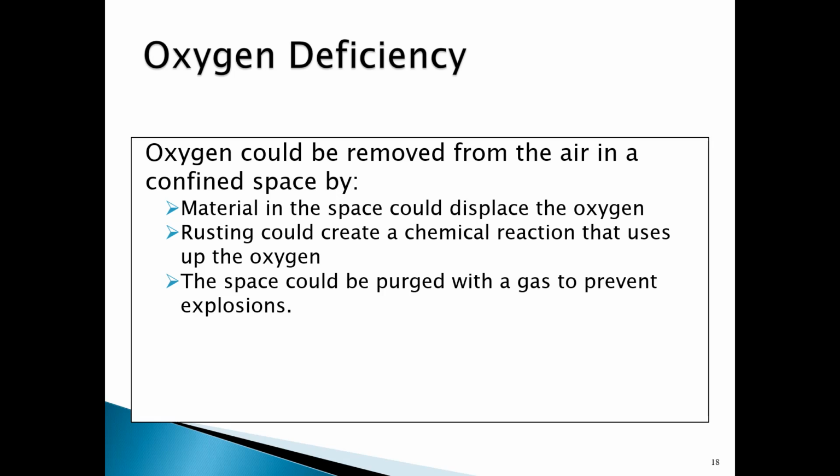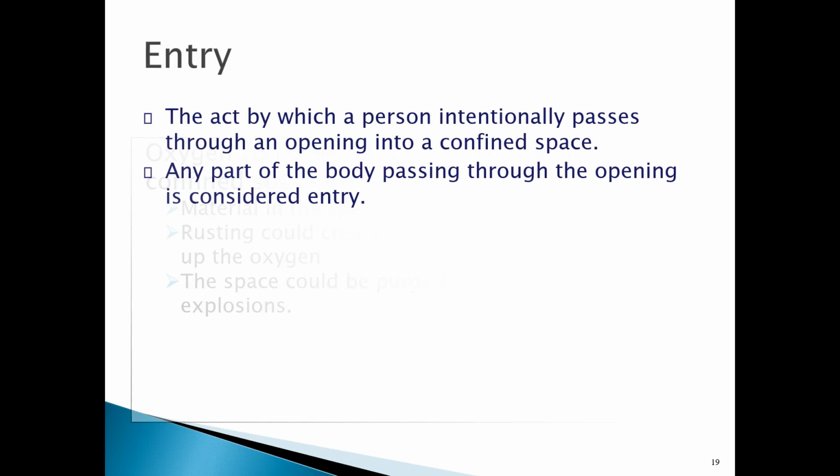Oxygen deficiency. Oxygen could be removed from the air in a confined space. Material in the space could displace the oxygen. Rusting could create a chemical reaction that uses up the oxygen. The space could be purged with a gas to prevent explosion. Entry is the act by which a person intentionally passes through the opening into a confined space. Any part of the body passing through the opening is considered entry.